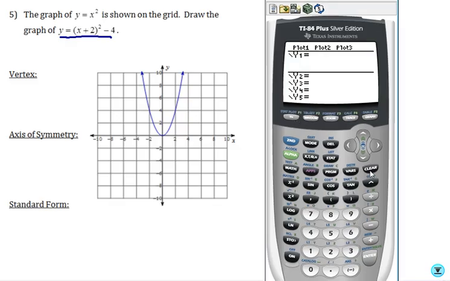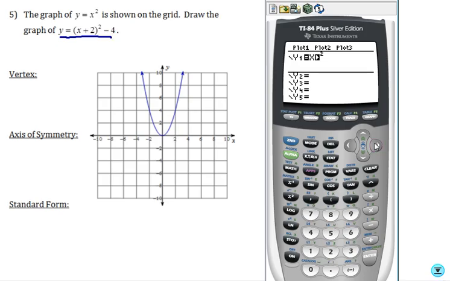If I graph y equals x squared, I get that parabola, which matches up with the parabola that's there. What happens is that if you throw other numbers in there, right? If you look at mom, we say the mother function because everything else comes from this. So if I throw a 2 in there, I throw in a minus 4 in there, how does that change the graph? That's what we want to look at in this question.